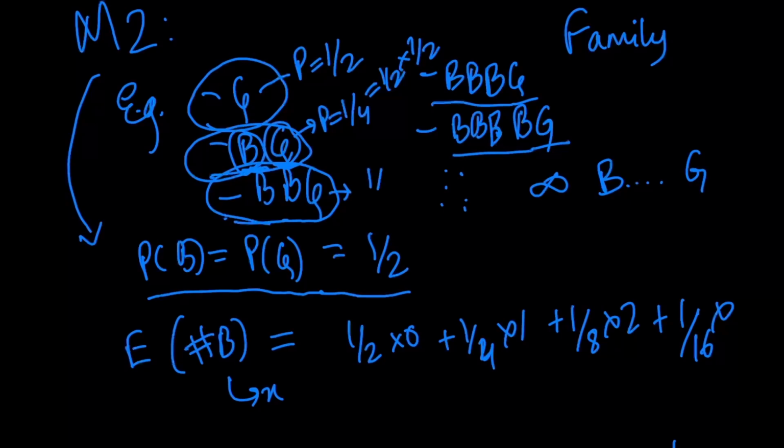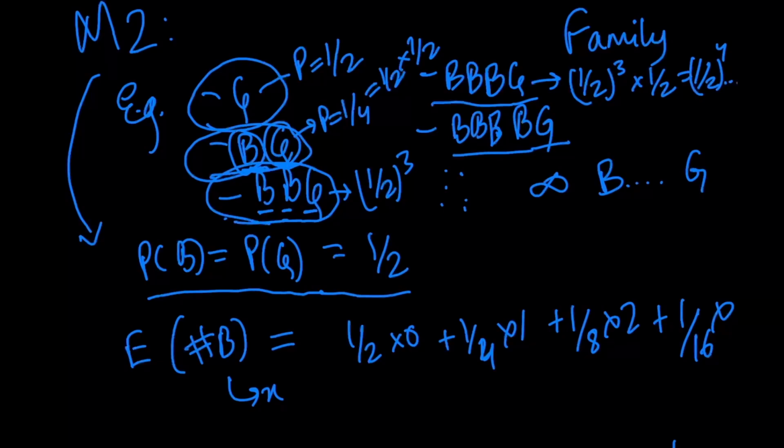For this, it becomes 1 by 2 cubed for each boy and girl. For this case, since there are 3 boys and then a girl, it's basically 1 by 2 times 3 into 1 by 2, which is basically 1 by 2 to the power 4, and it goes on like this.